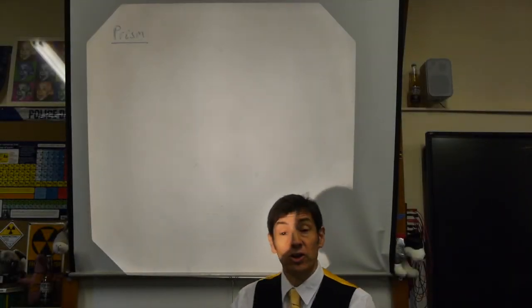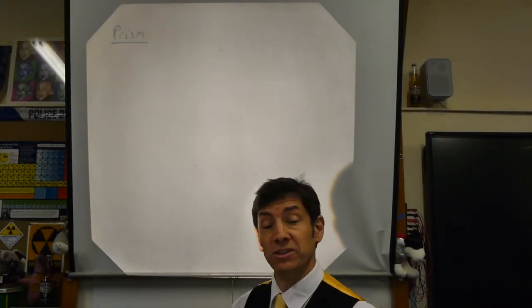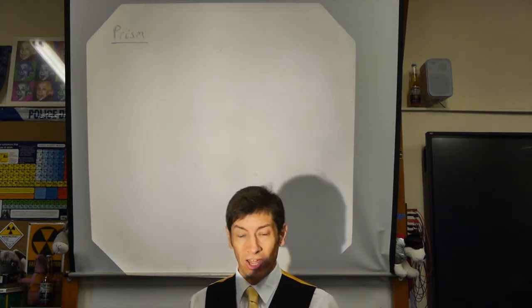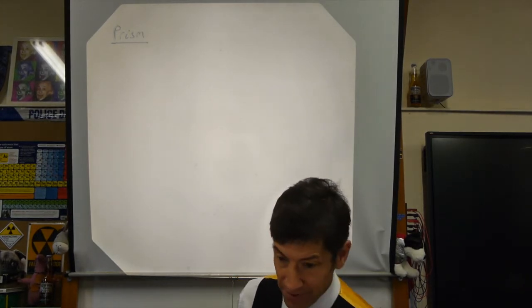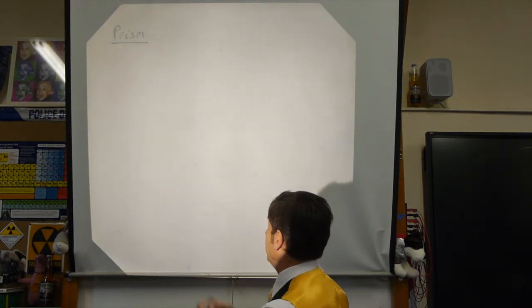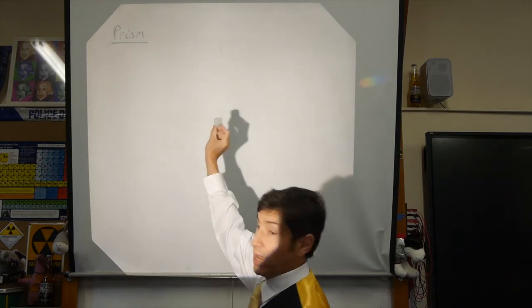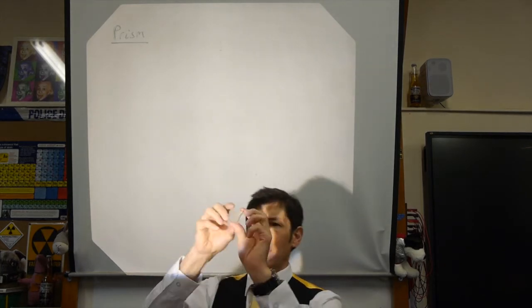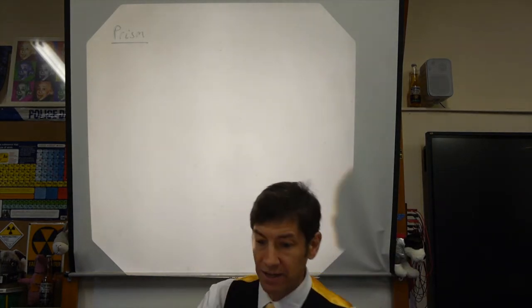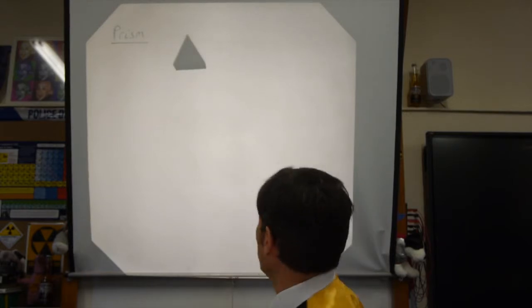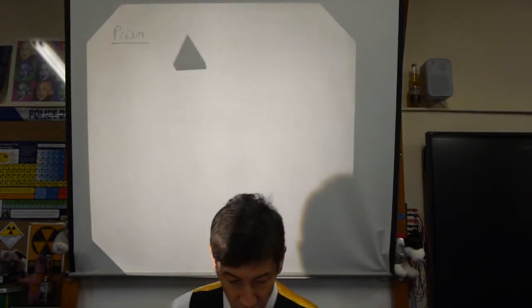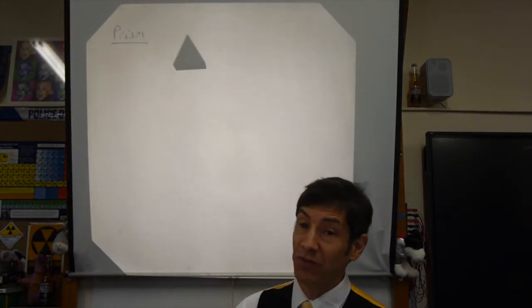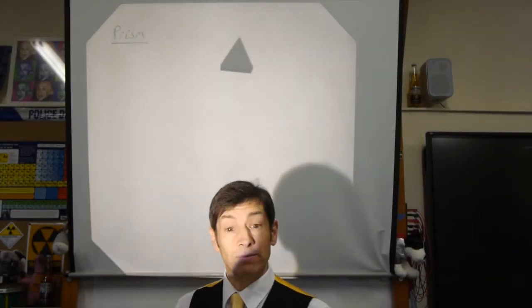Okay, so now let's look at another experiment we can do to show what happens when light hits glass and slows down. And this is light hitting a prism. So a prism is kind of, for us, a triangular shaped piece of glass. And this is a really famous experiment, and it's one that you probably all know about. Isaac Newton is famous for this one.